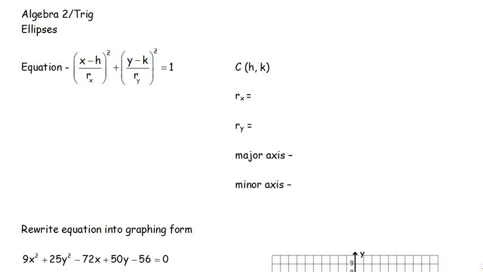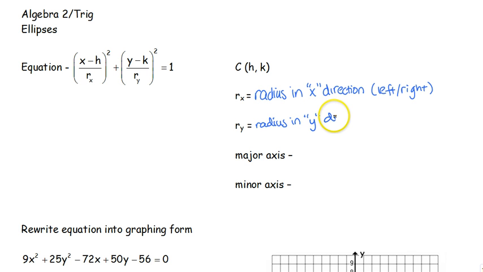Again, the r sub x, which we just talked about, is going to stand for the radius in the x direction. And we know that the x direction is moving left and right. And therefore, our r sub y is the radius in the y direction. And we know that the y variable is going to move up and down.